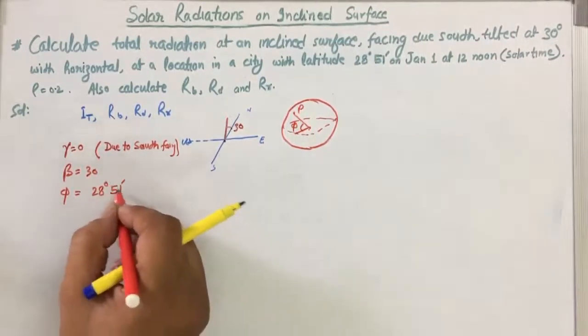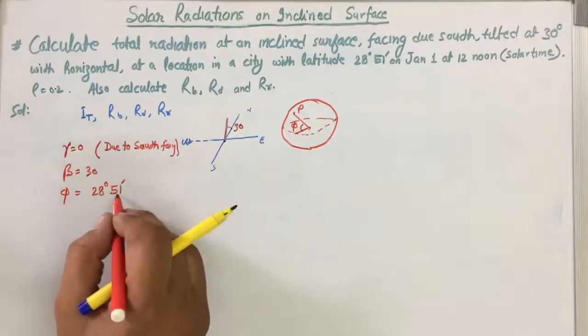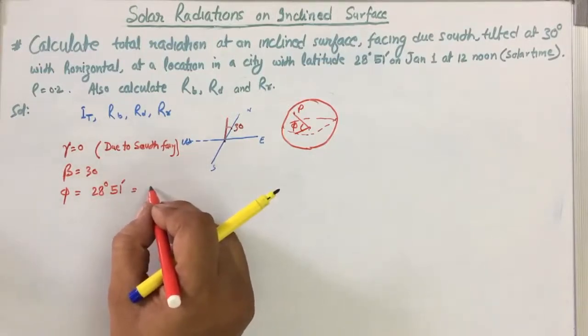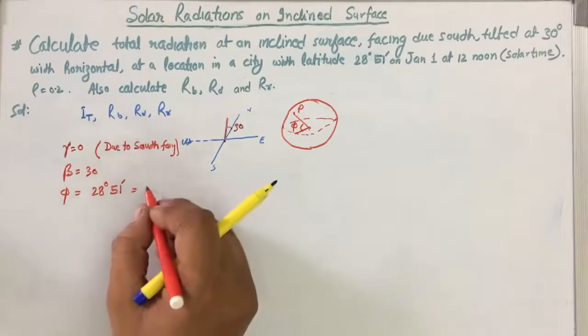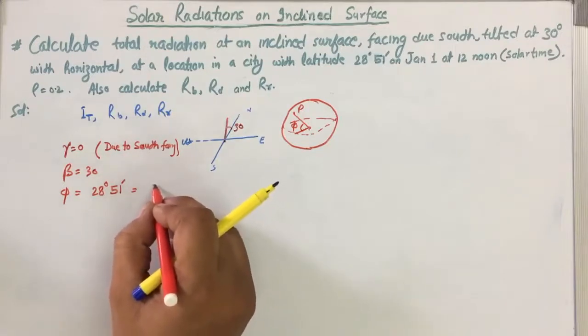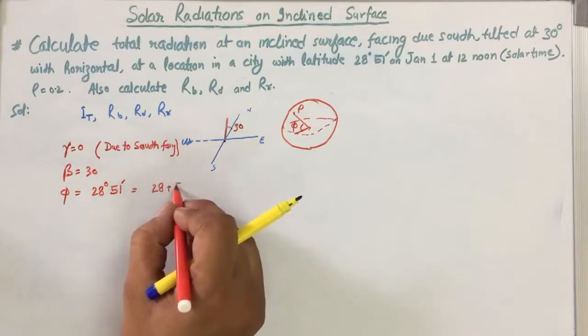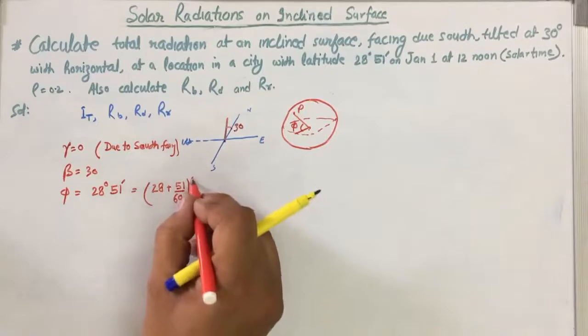So we don't know how, if this is degree, that is okay, but this is in minutes, so we have to convert this fully into degree. So 60 minute is equal to 1 degree. So from there we can say 28 plus 51 by 60, it should be in degree.